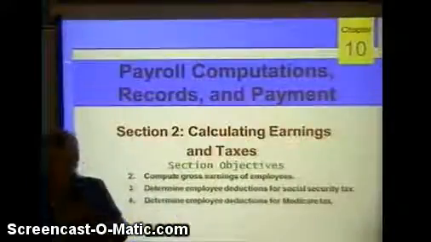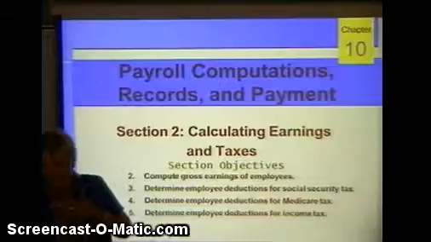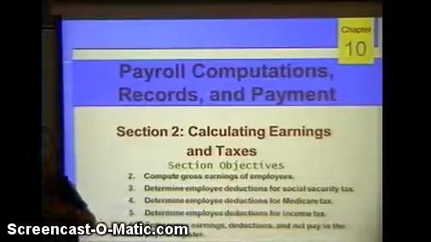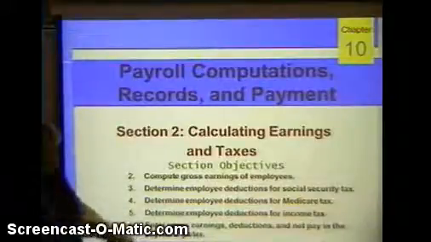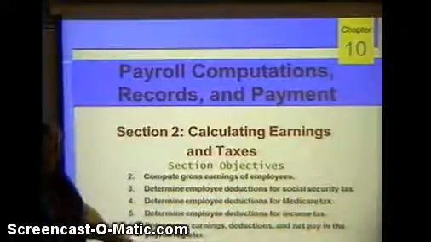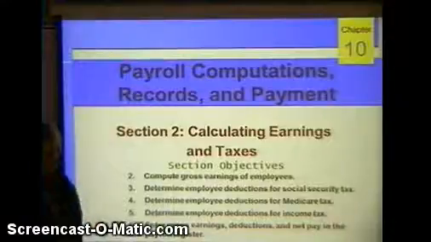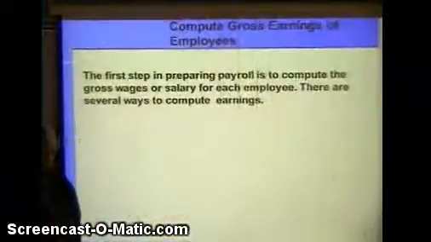All right. Calculating earnings. How do we compute how much a person earns, and then how do we determine how much to take out? And how do we end up with the net pay so that we can prepare the checks and send it to the people, right? All right.